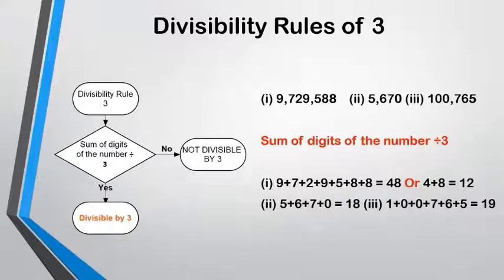Number 3. 1 plus 0 plus 0 plus 7 plus 6 plus 5. Like last time, we won't care much about the zeros because any number plus 0 is equal to the same number itself. This is equal to 19. But if you're not sure that 19 is divisible by 3, we will add the digits 1 and 9 again, which is equal to 10. If you still don't know if 10 is divisible by 3, we can add 1 and 0 again, which is equal to 1. And 1 is not divisible by 3. So the third number is not divisible by 3.